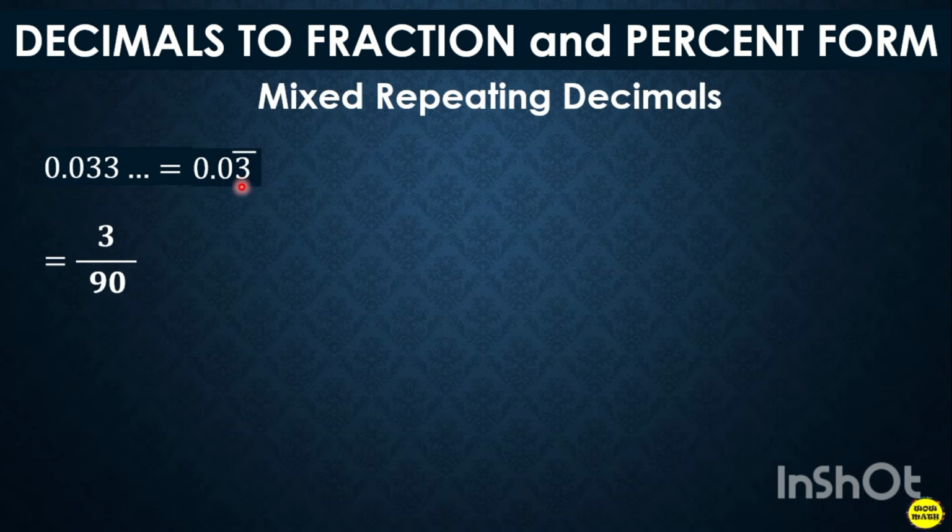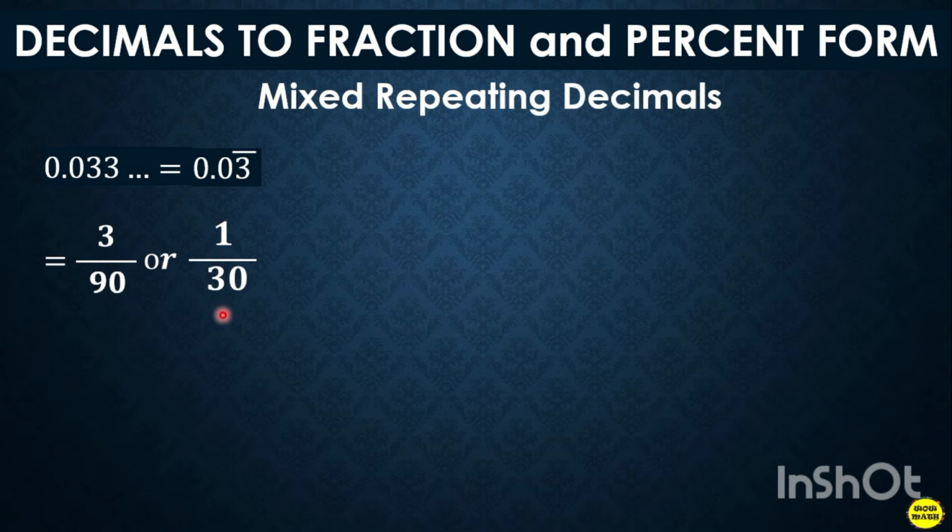Ito yung kapag may kasama na siyang non-repeating. Ulit. Copy your repeating. Ilan ang repeating? Isa. So, isang 9. Ilan ang non-repeating? Isa rin. So, isang 0. So, ganun lang po. So, that is, pwede pa natin i-lowest term to. This is 1 over 30.